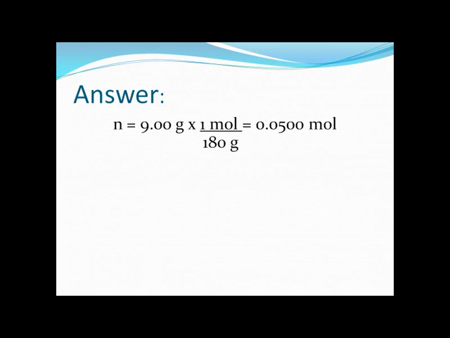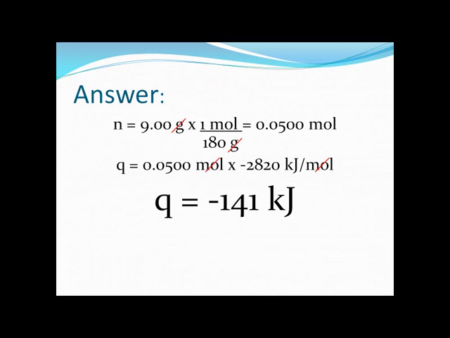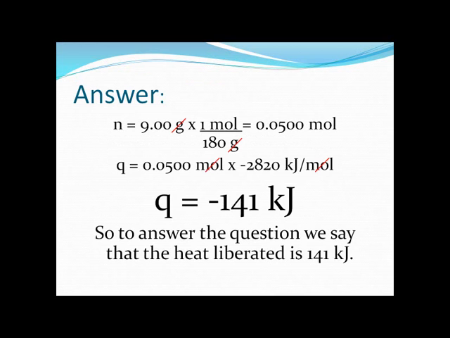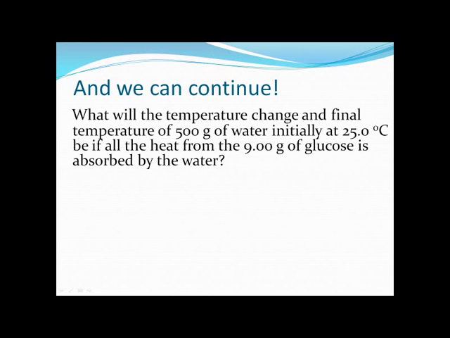So the way that we do this is you take your 9 grams of glucose and convert it into moles, and you end up with 0.05, or a 20th of a mole. You then multiply that by the molar heat of combustion of glucose and determine that our Q is going to be negative 141 kilojoules, which means that the heat liberated is 141 kilojoules. The surroundings absorb that 141 kilojoules, and we can actually continue with another part of the problem. What will the temperature change and final temperature of 500 grams of water, initially at 25 degrees C, be if all the heat from burning the 9 grams of glucose is absorbed by the water?